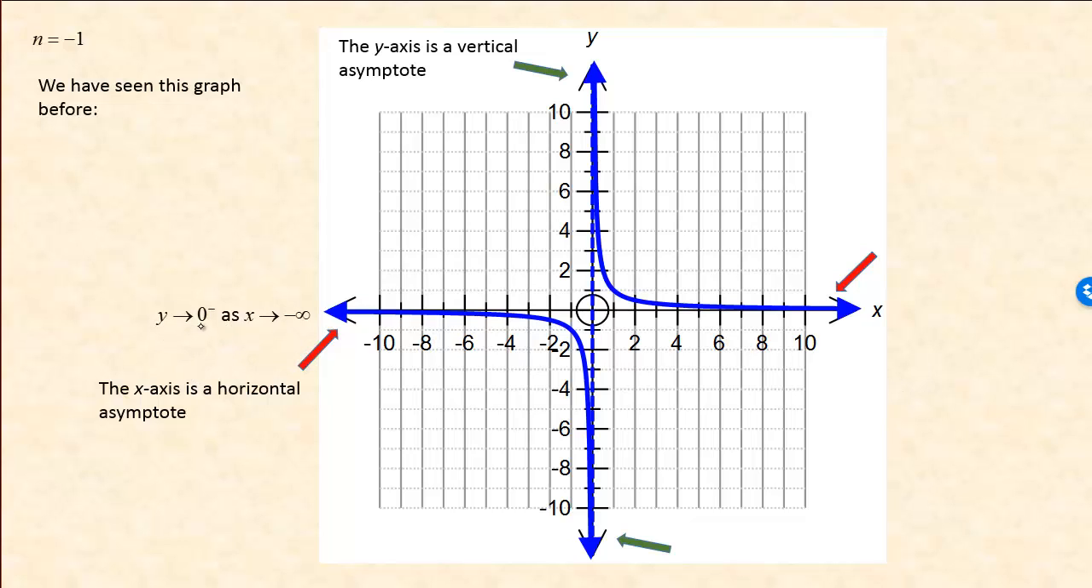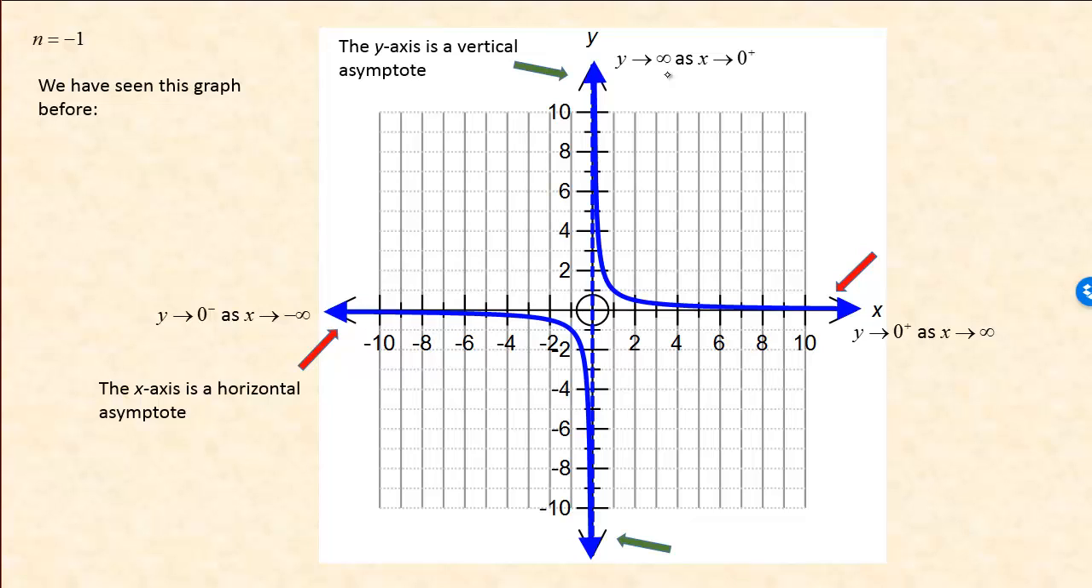Y tends to 0 from below as x tends to negative infinity. So the curve here is coming up towards the axis but never gets there. Over here, y tends to 0 from above, that's what this little plus means, as x tends to infinity. So the curve comes down to the x-axis from above.